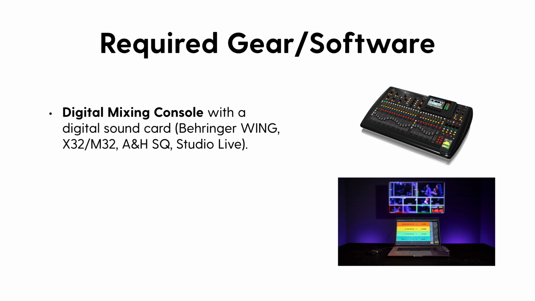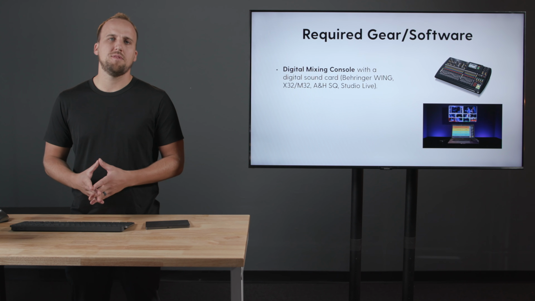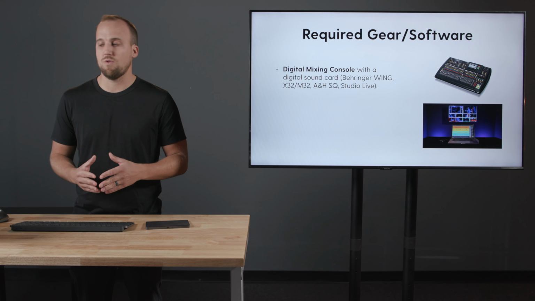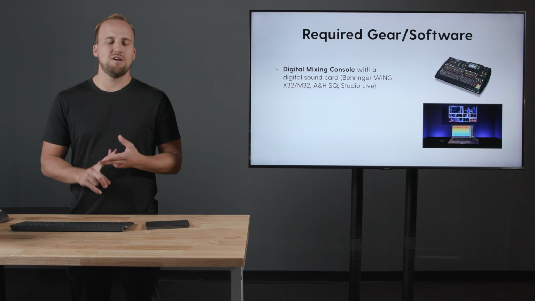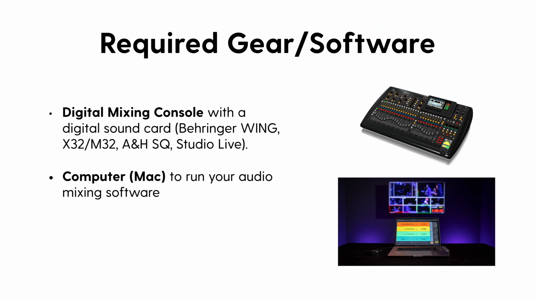It's definitely more preferable if you can have a Wing, X32, M32, or SQ series console. But you'll still be able to apply these same concepts in this course, even if you have a PreSonus Studio Live or an Allen & Heath QU series console. The next thing you're going to need is a computer to run your audio mixing software. In this case, it'll be Ableton Live. We do recommend using a Mac computer, and we recommend the latest M1 chip Macs from Apple.